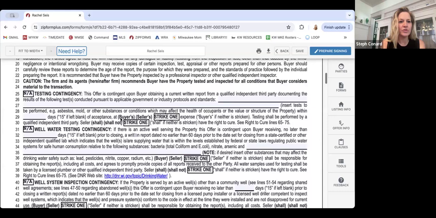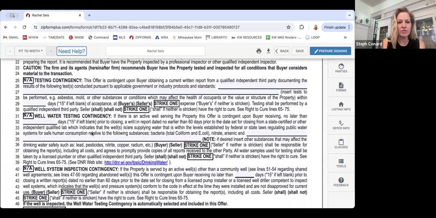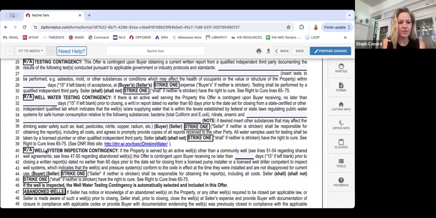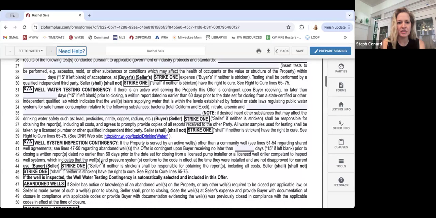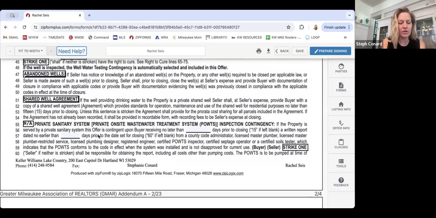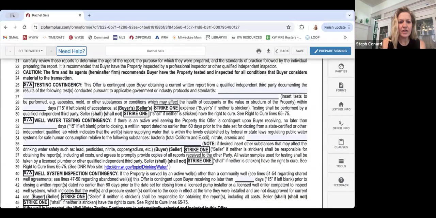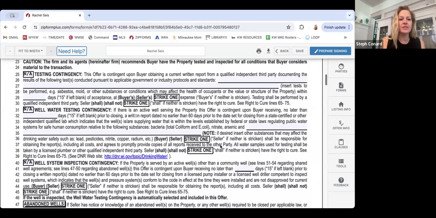So we've got our general testing contingency. We've got our well water testing contingency. We've got our well system inspection contingency. And then we've got, again, our sanitary system inspection contingency down here. They are all pretty much mapped out the same way, except for the general testing contingency.